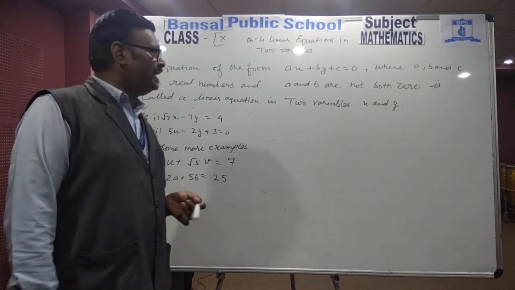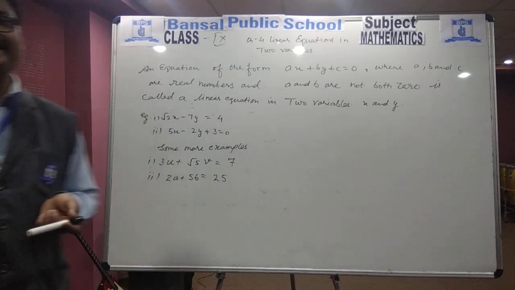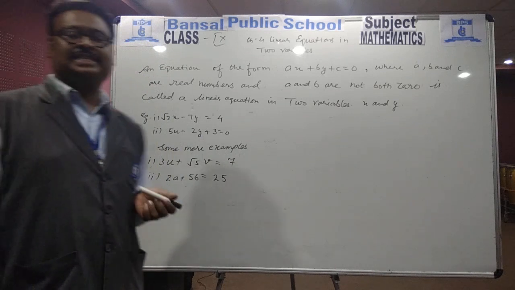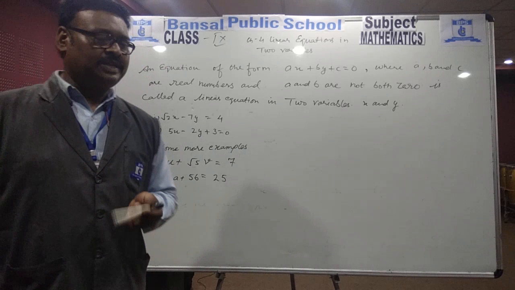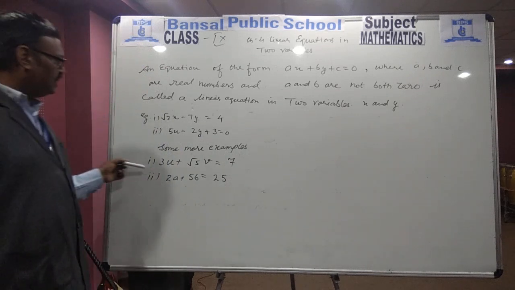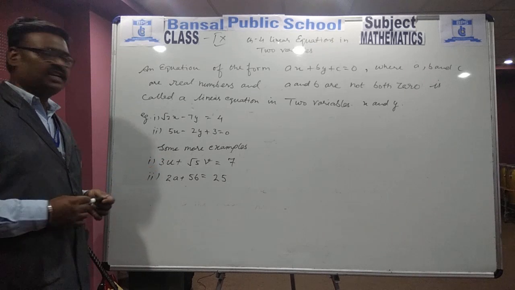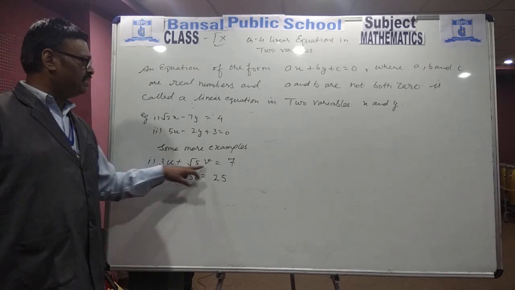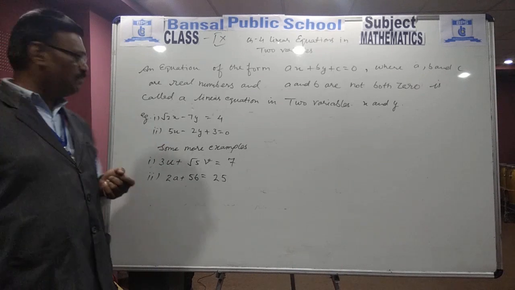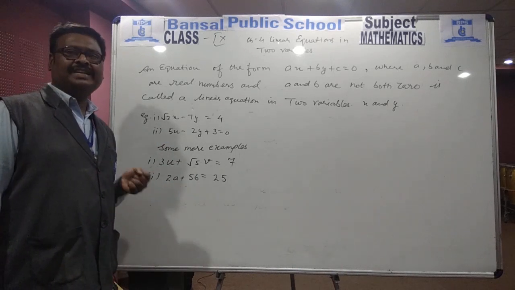You can write any of the variables a, b, m, n, p, q, as we used to see in examples of algebraic expressions or equations. So let us see some more examples. Here 3u plus under root 5v is equal to 7. Here the variables are u and v. One more example, 2a plus 5b is equal to 25.